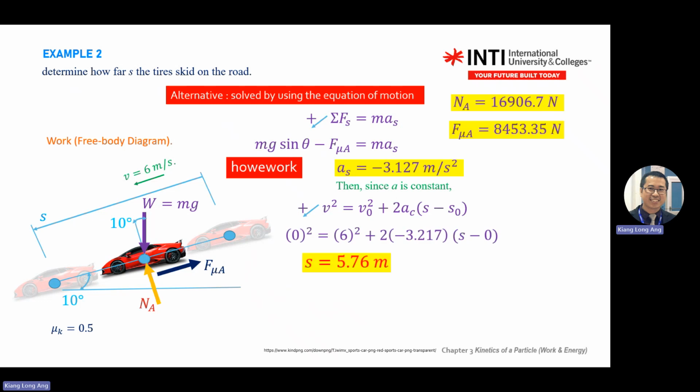There are two methods, but look carefully. The question asks you to use what? If the question forces you to use the principle of work and energy, you have to write all the work equal to T2 minus T1, and half mv squared. Right there. Okay.